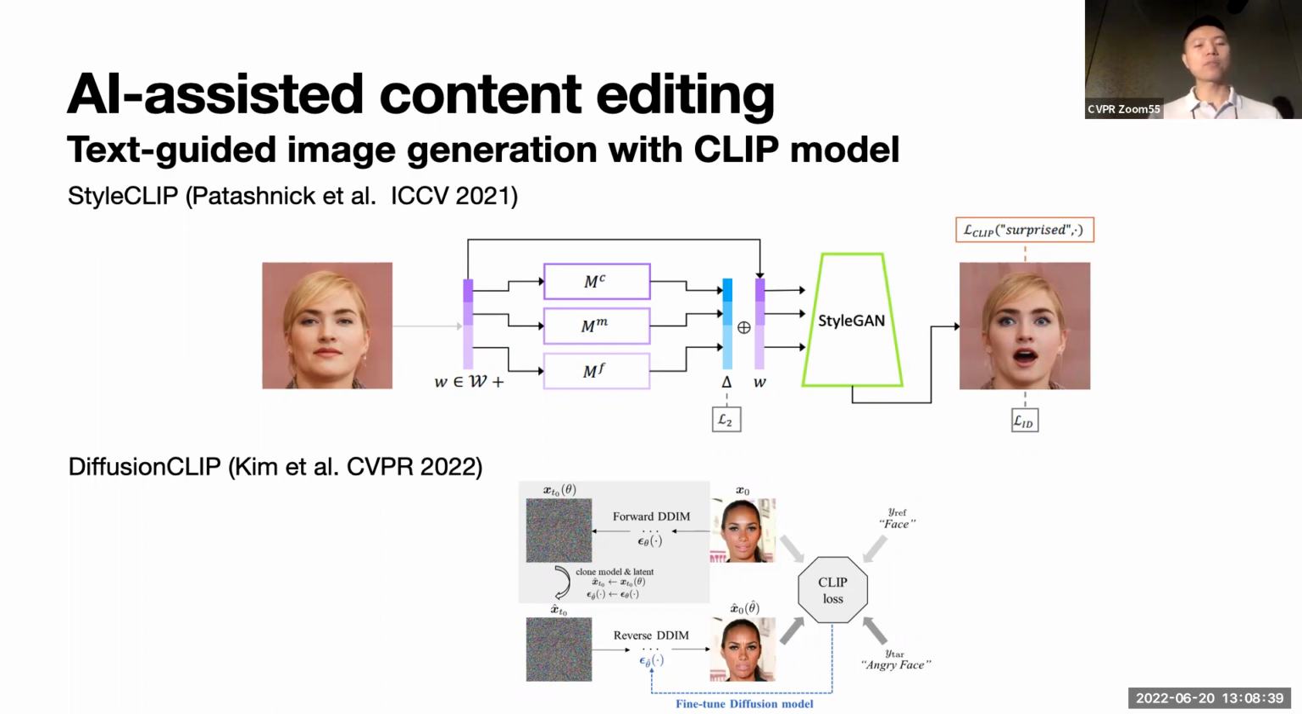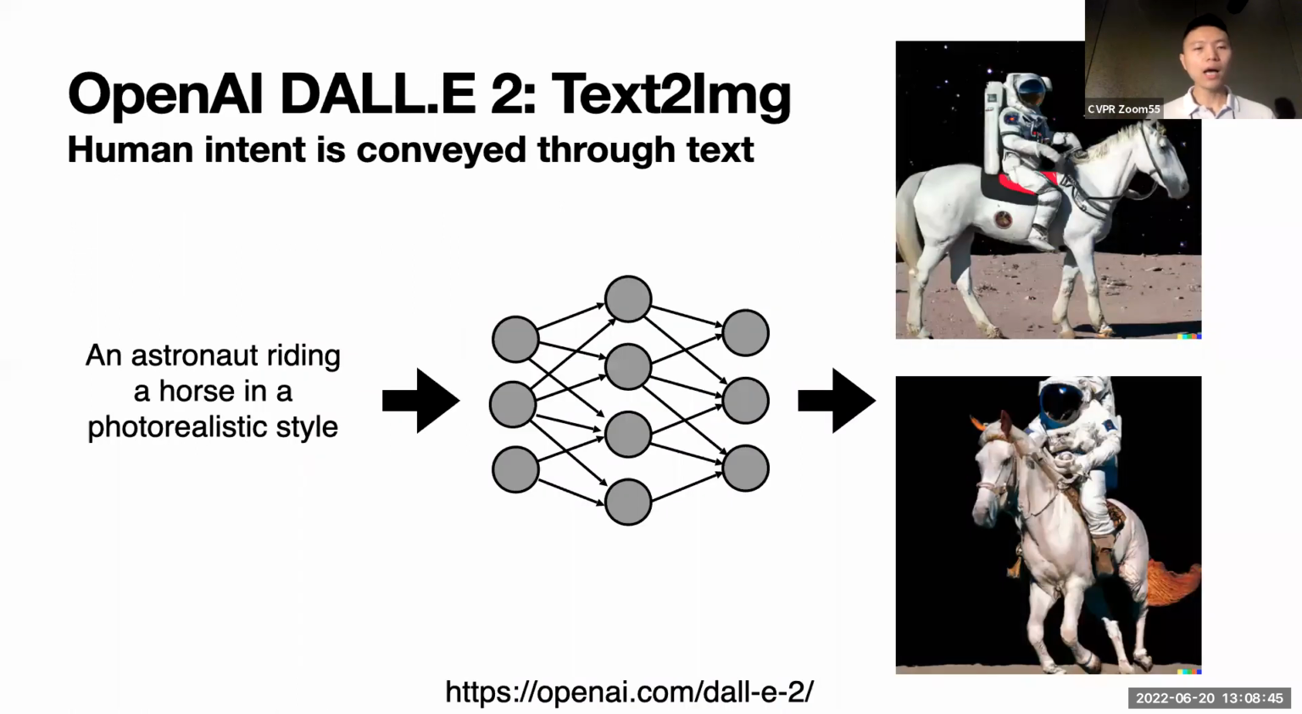So this text-guided image generation allows people to have better control over the generation process. Another huge progress is the recent OpenAI DALL-E 2 text-to-image model. In that sense, human intent can be conveyed through sentence descriptions, because humans use sentences to describe a lot of things.